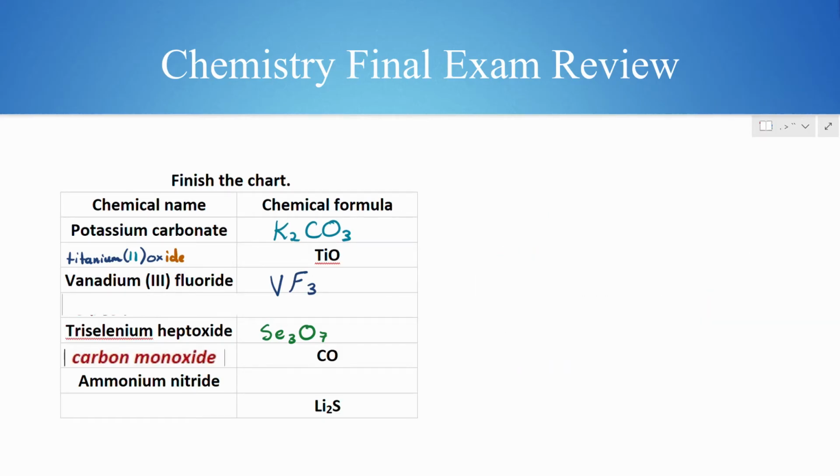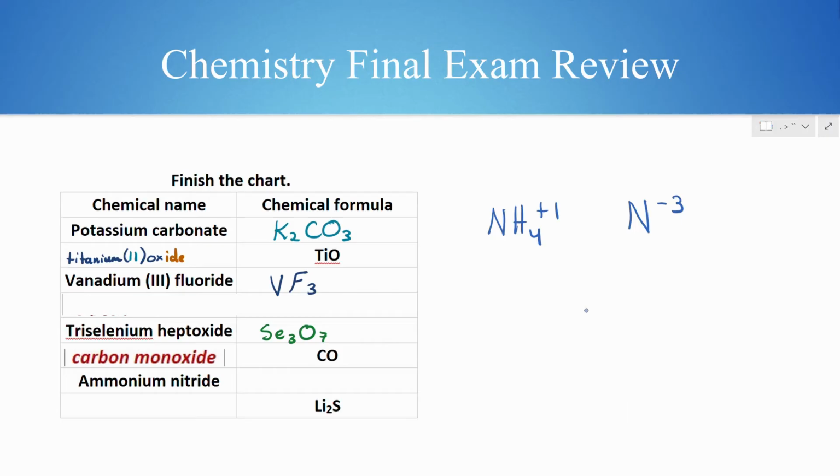Next, we have ammonium nitride. Now, ammonium is a polyatomic ion with formula NH4 with a positive 1 charge. Nitride indicates the nitrogen ion that has a negative 3 charge.